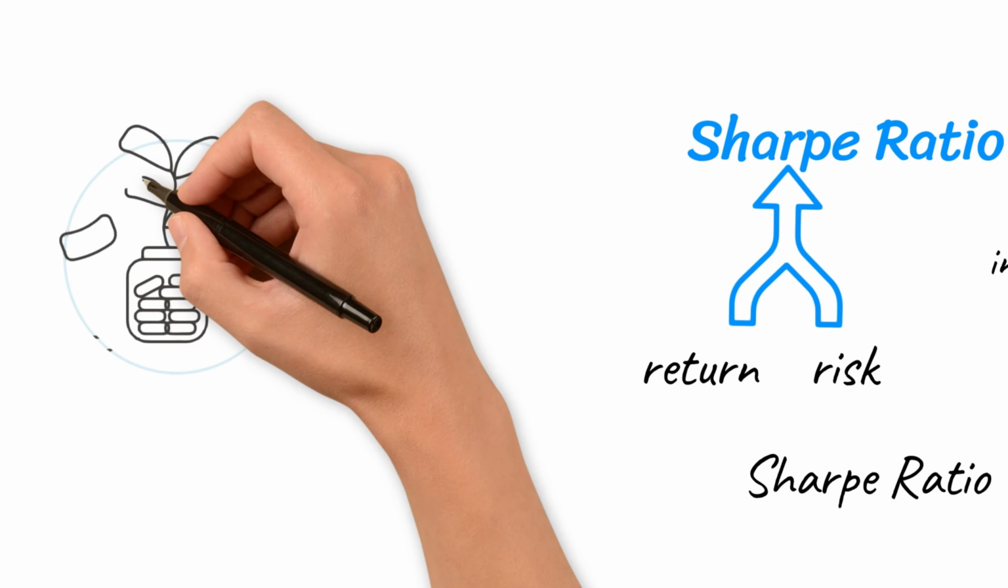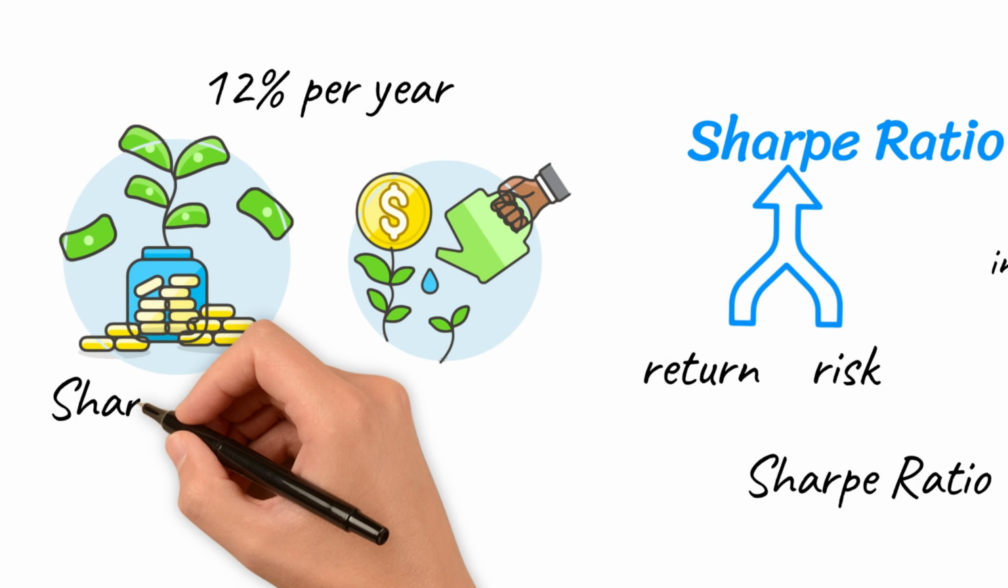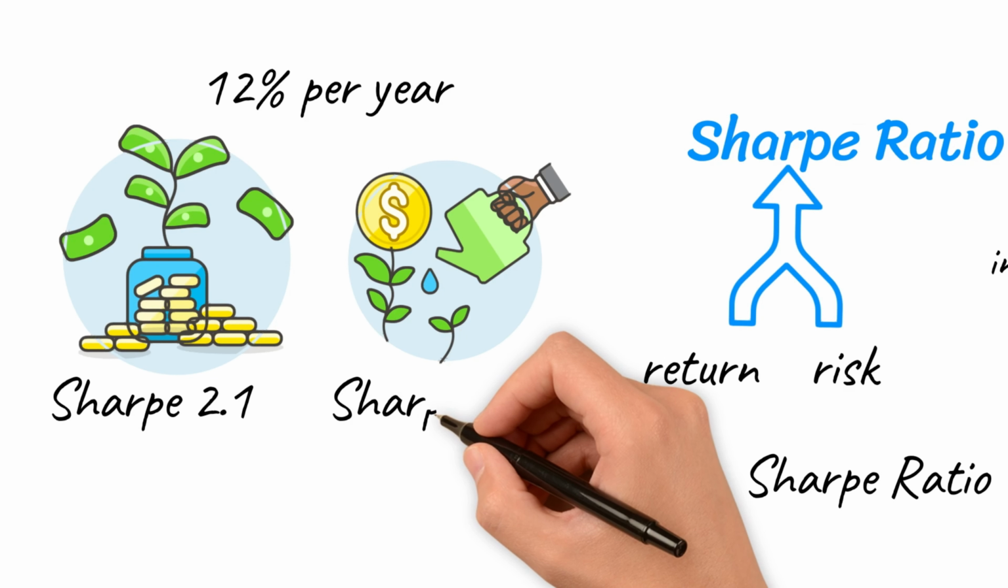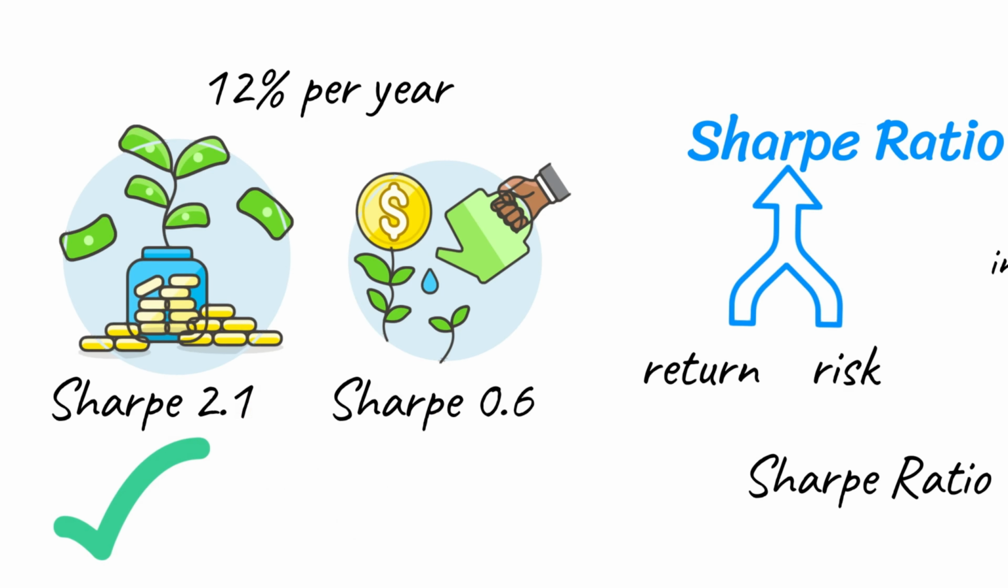Two funds both returning 12% per year look identical until you see that one has a Sharpe of 2.1 and the other has a Sharpe of 0.6. The first is doing it far more efficiently.